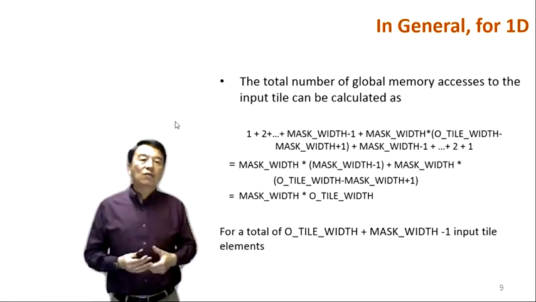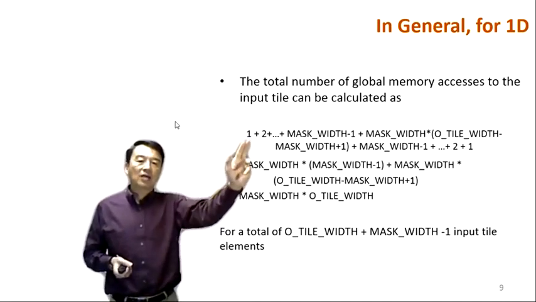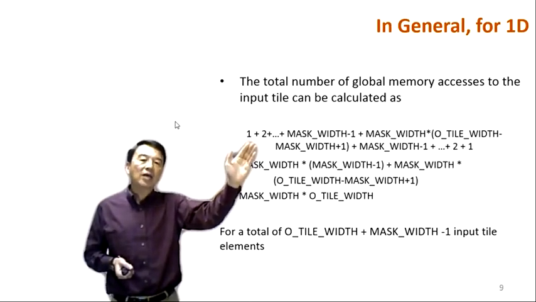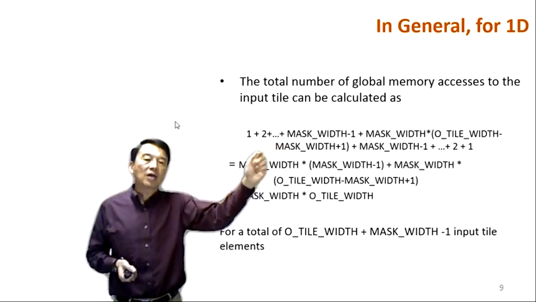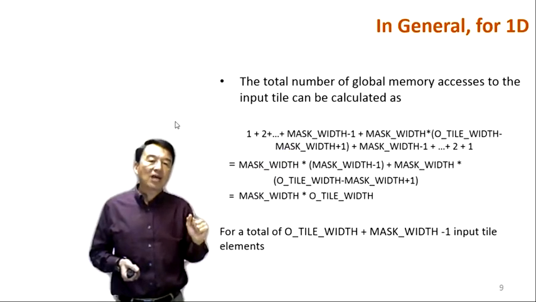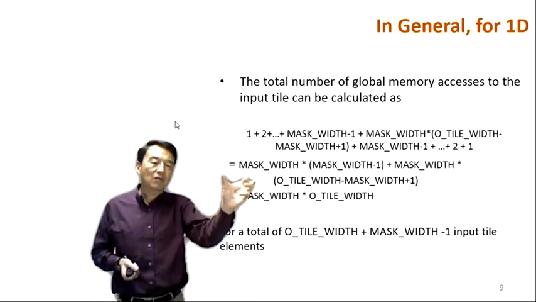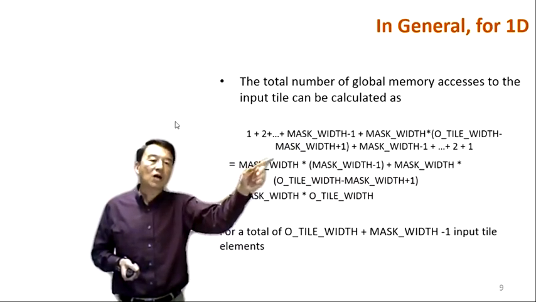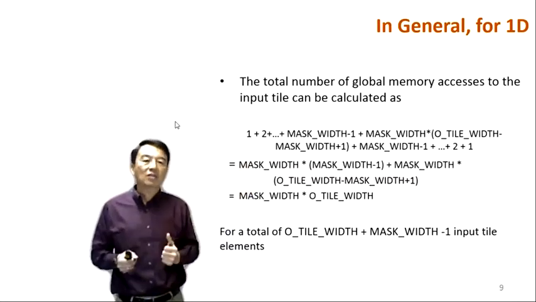In general, for one-dimensional convolution, we can calculate the input-oriented reuse by listing the reuse of all the elements in the input tile. So we will start with 1, and then we will have an increase up to mask_width minus 1. And after that, we will have a section of elements that will be used mask width times. The number of elements in that section is actually the output tile width minus mask width plus 1. And you can go back and verify this in general.